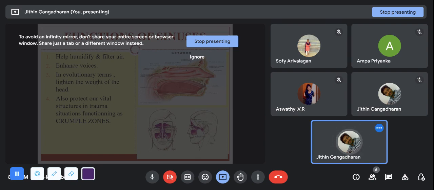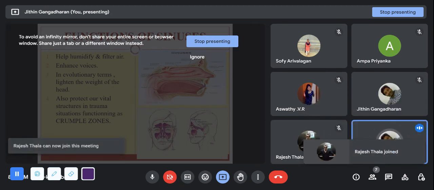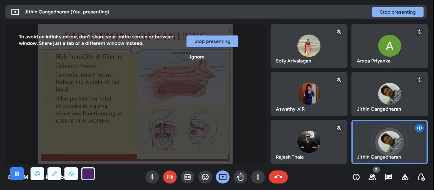Now, what are the functions of the sinuses? The sinuses enhance voice, and they help in the humidification and filtration of the air. There is a catch here. When we inhale, for example if we have a nose block and we inhale forcefully, all the mucus present in the nose will be taken back into your sinuses. So there is a high chance that your sinuses may be blocked.